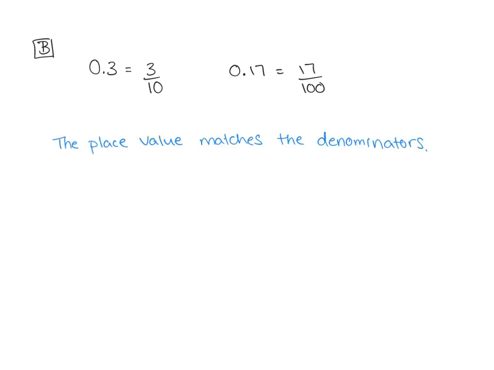Question B asks us, why can a terminating decimal always be written as a decimal fraction? So the place value matches the denominator. If you looked at 3 out of 10, the 3 is in the tenths place, right? When we have 17 out of 100, it's 17 hundredths, and it ends in the hundredths place. So there's a connection between the place value and the denominator, which is why they can always be changed back and forth.